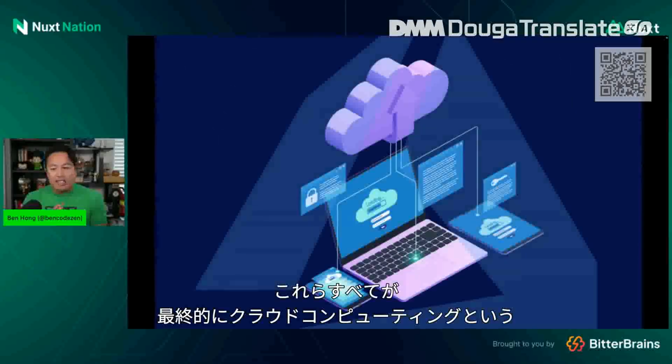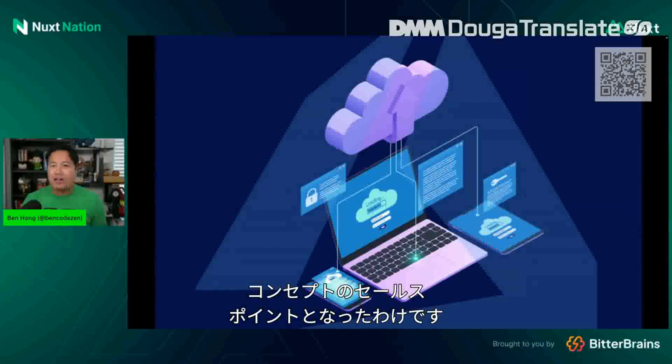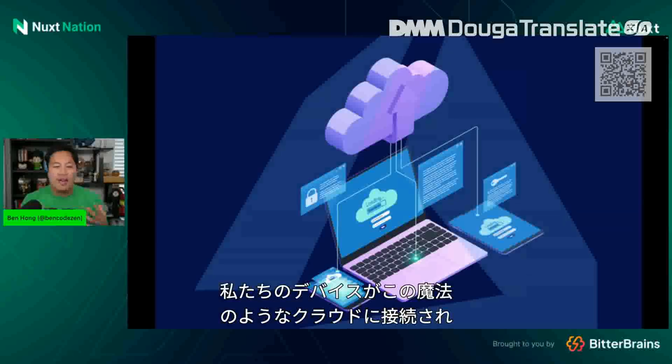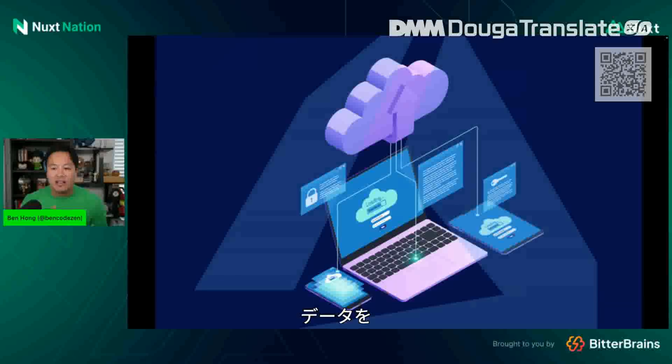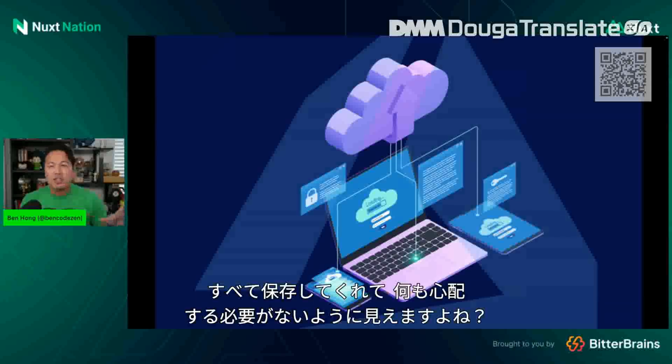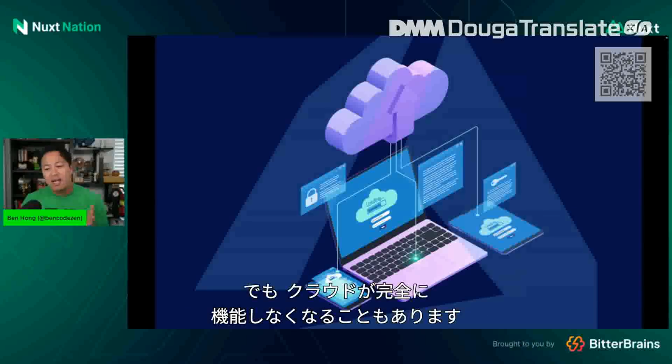Now, all this to be said, this is what ultimately was the selling point of this concept of cloud computing, right? Because we have this ability to have all our devices connected to this magical cloud and our data, and it stores all our data, and we never have to worry about anything, right? Well, except when the cloud completely fails us.